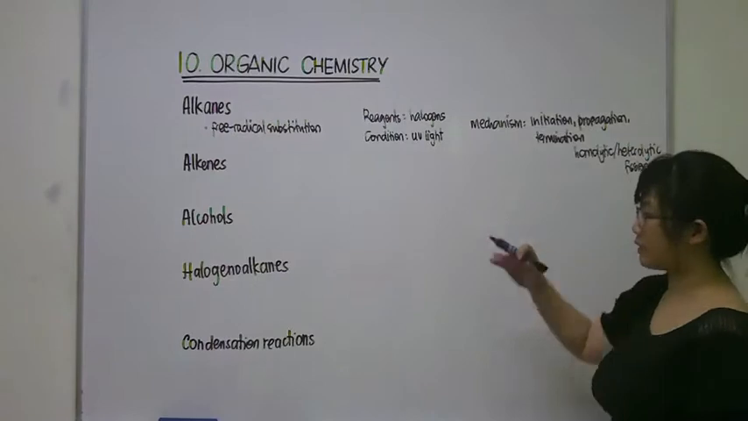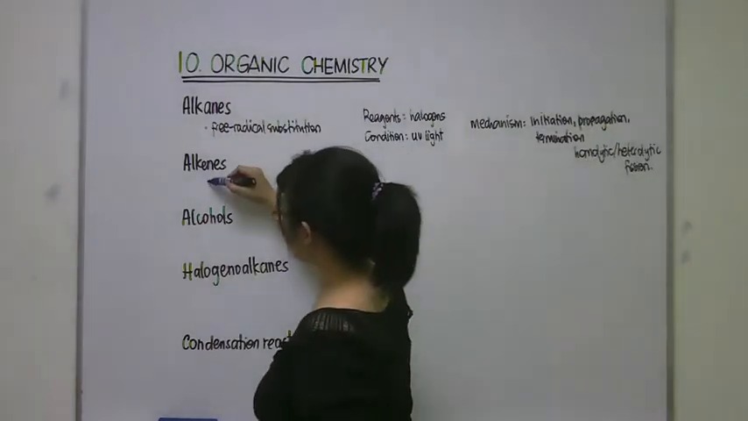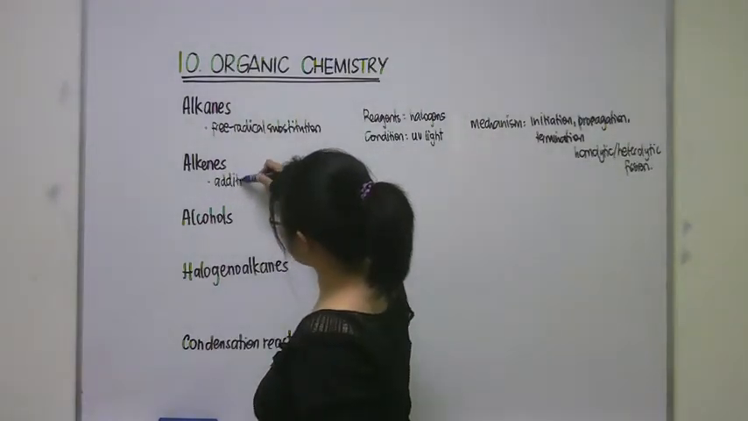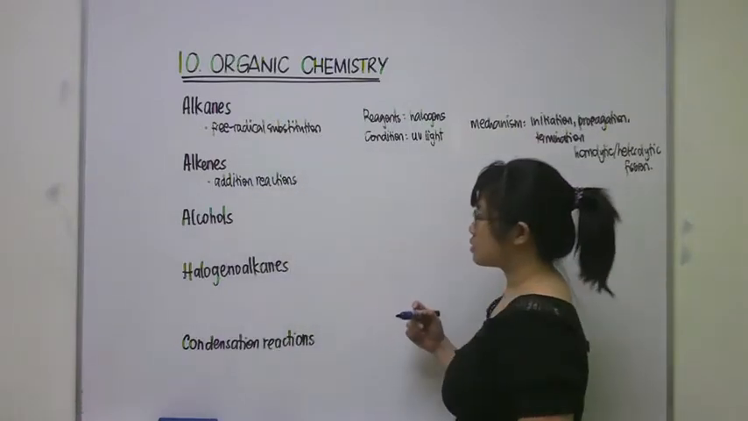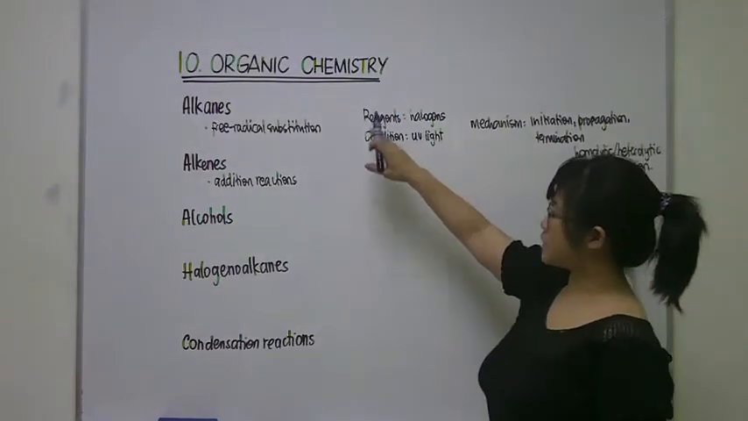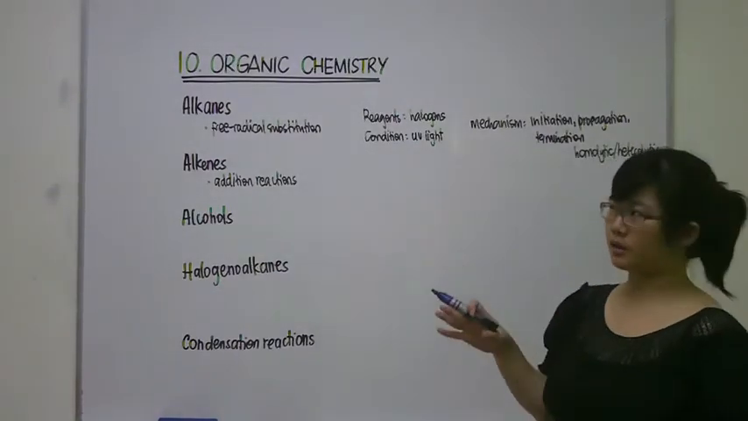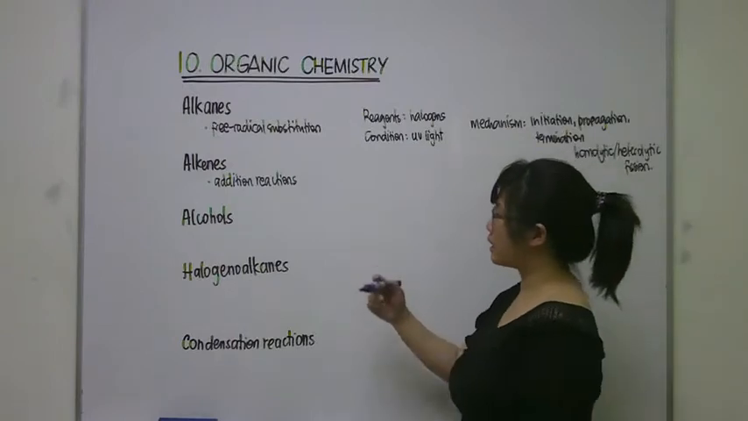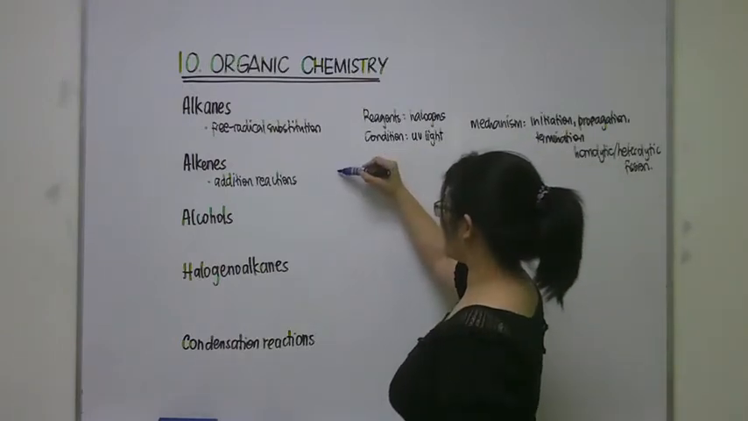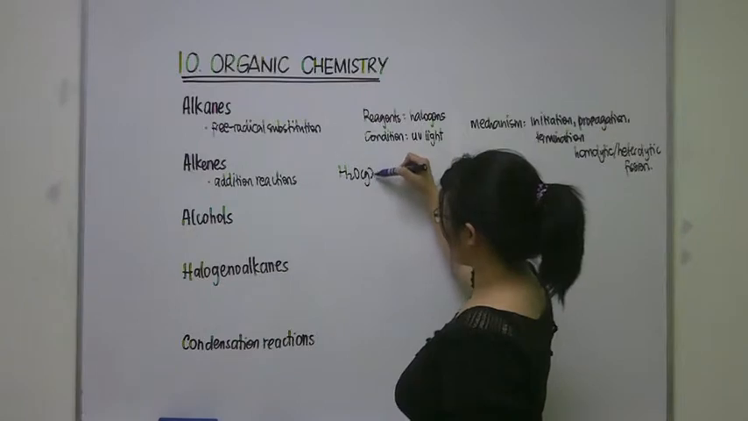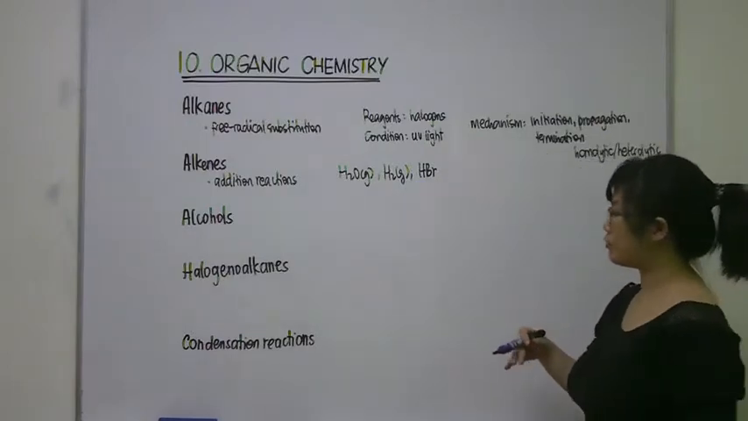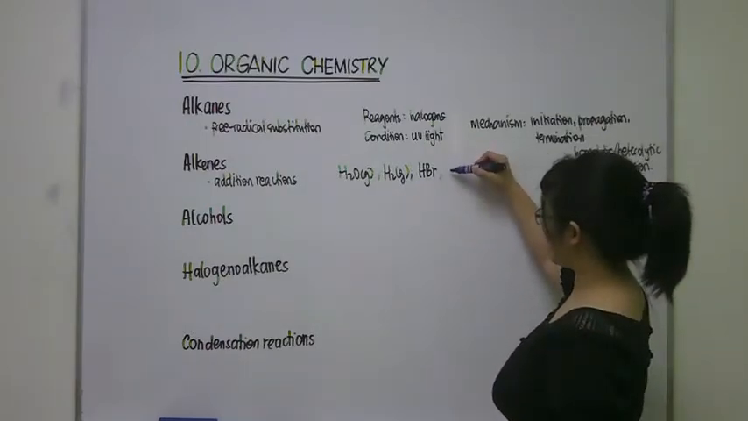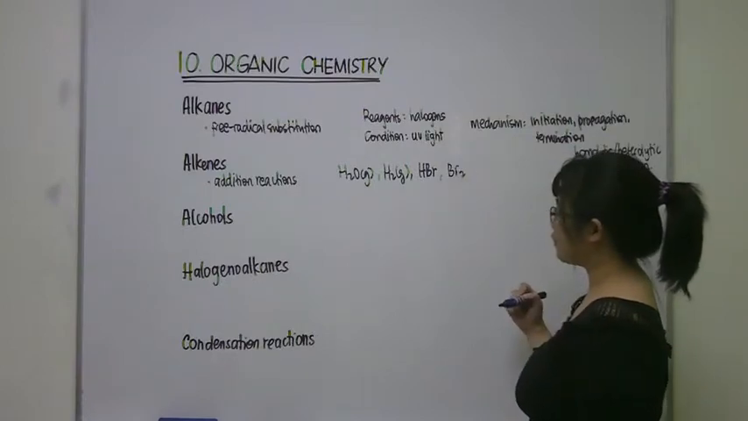Okay, that's for alkanes. For alkenes, we are going to be talking about addition reactions. Also, you need the reagents and conditions, but there are so many things that can be added across the double bond in the alkene. So you need to include addition of steam, addition of hydrogen halides, which can be bromine, chlorine, fluorine, iodine, and addition of halogens themselves.